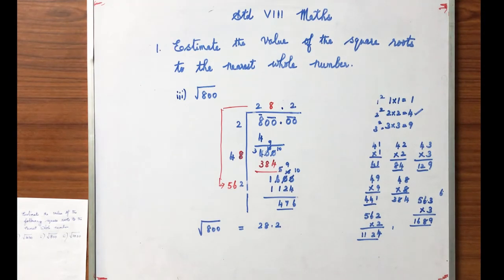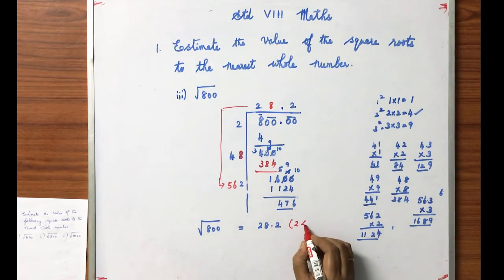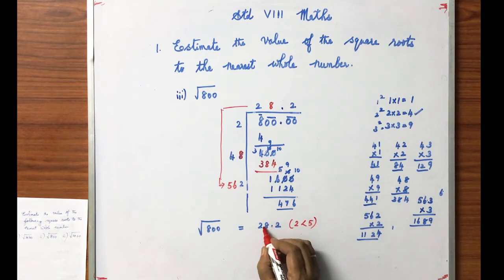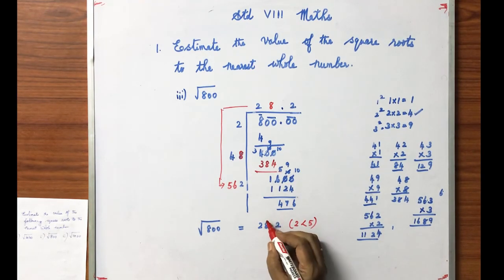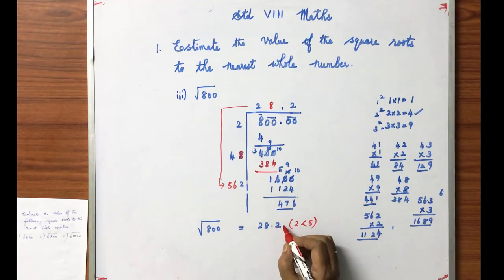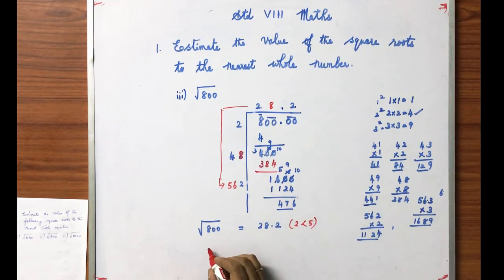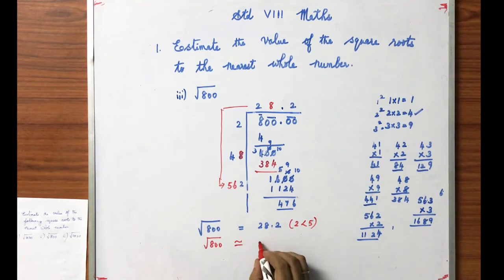So now after the point we are having 2. 2 is less than 5. That means we have to leave this number as 28 itself. We should not add 1. When should we add 1? If the decimal part after the point is 5 or more than 5, we should add 1 to the whole number. If the number is less than 5, we have to leave the number as it is. So square root of 800 is approximately equal to 28.